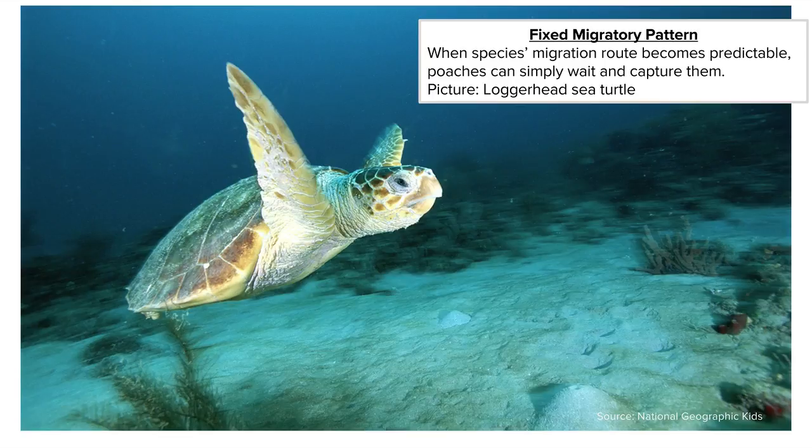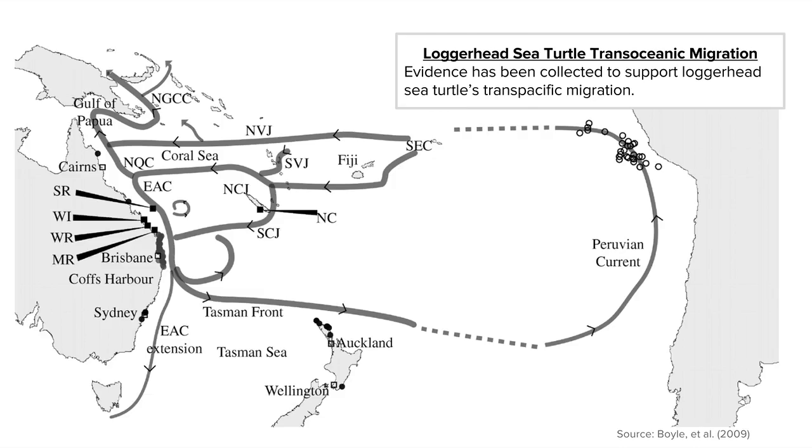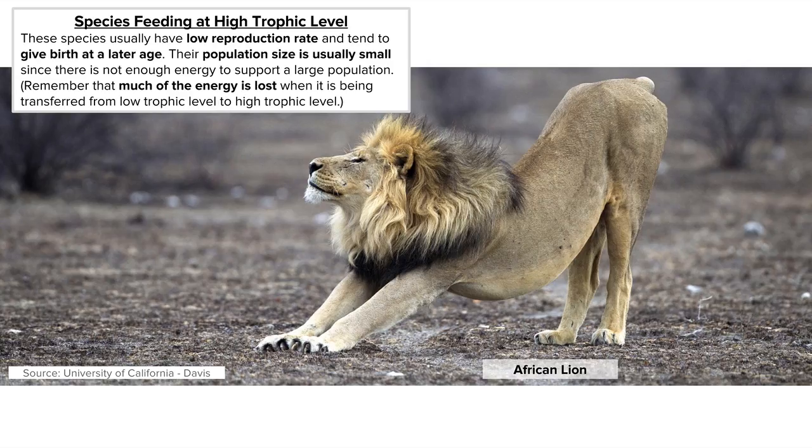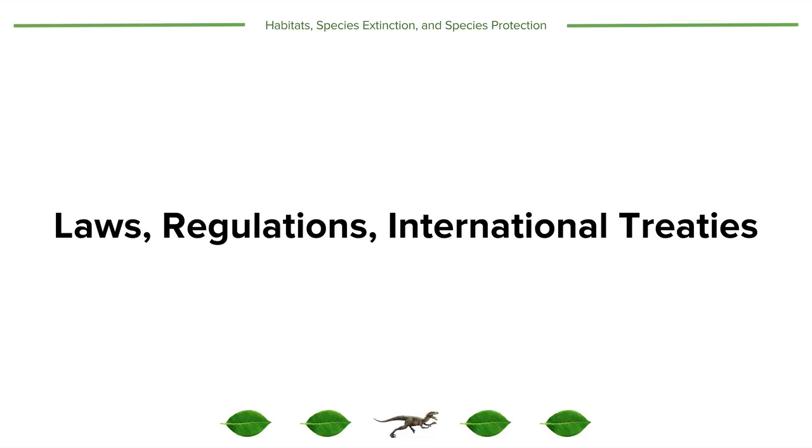And fixed migratory pattern is when they have an easily predictable path for migration, like sea turtles. Okay, this is their migration route in the Pacific, so it's easy to trap them and capture them. And species feeding at high trophic level tend to be K species. They have a smaller population and smaller population growth rate, or reproduction rate.